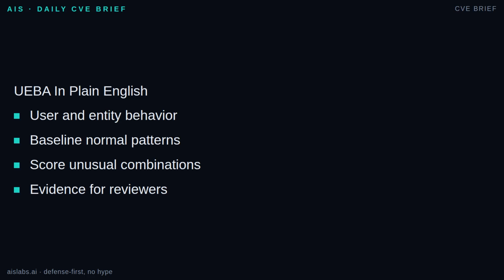In NIST-style terms, place it in detect, continuous monitoring, anomaly detection, and analysis support. But a beginner can say it this way. UEBA turns many weak signals into one reviewable risk story. The important word is story. A single event may be harmless. A sequence across time, identity, access, location, device, and volume may deserve attention.